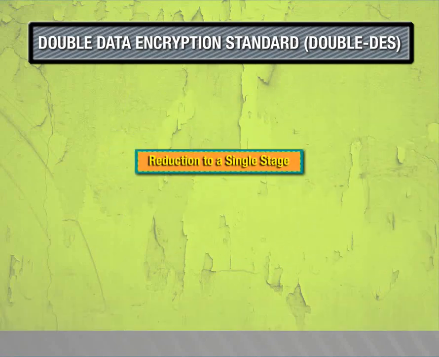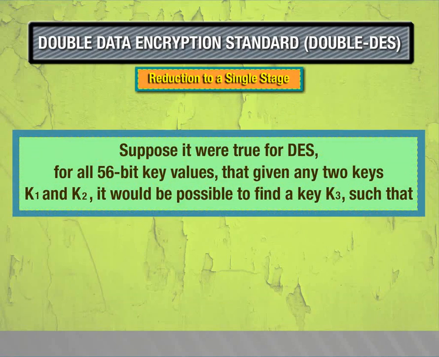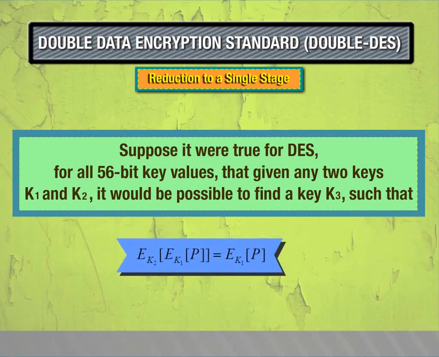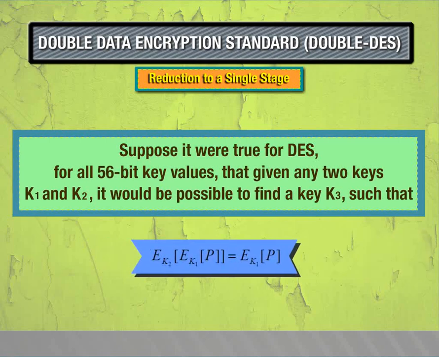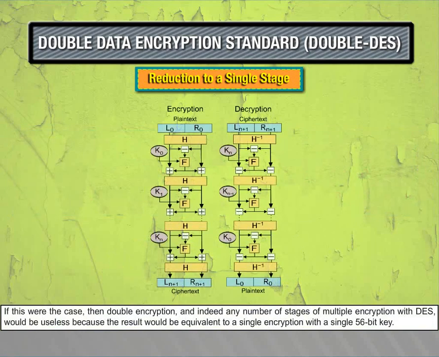Reduction to a single stage. Suppose it were true for DES, for all 56-bit key values, that given any 2 keys K1 and K2, it would be possible to find a key K3 such that E(K2, E(K1, P)) = E(K3, P). If this were the case, then double encryption and indeed any number of stages of multiple encryption with DES would be useless because the result would be equivalent to a single encryption with a single 56-bit key.